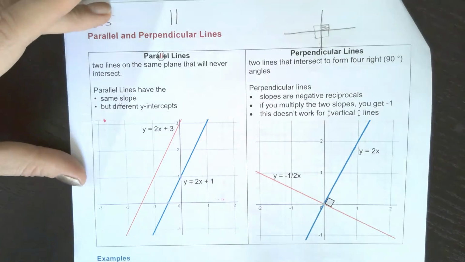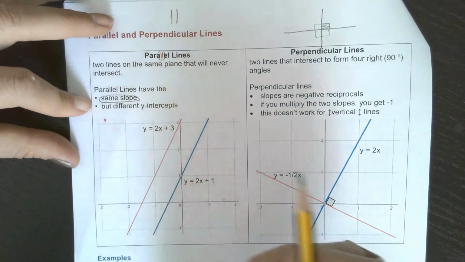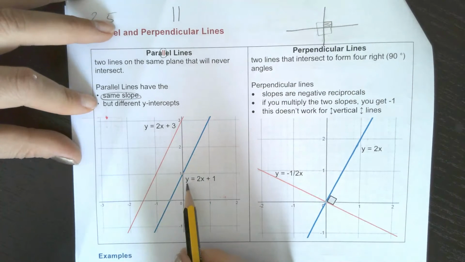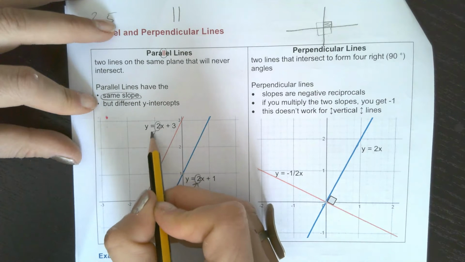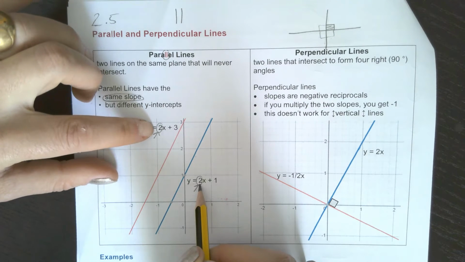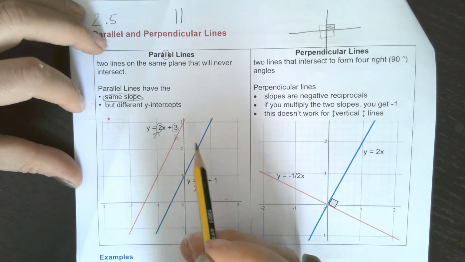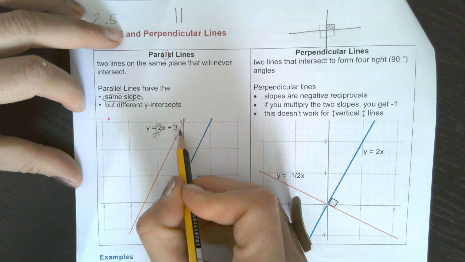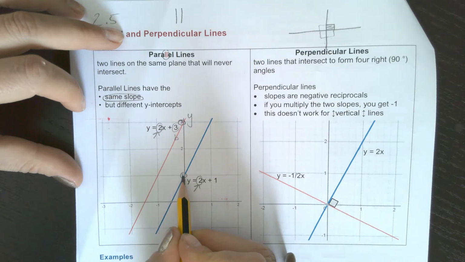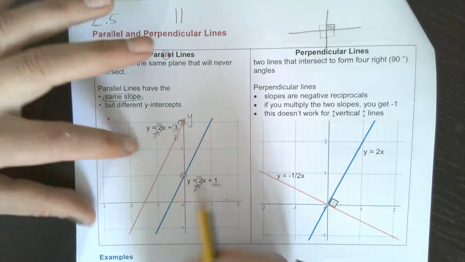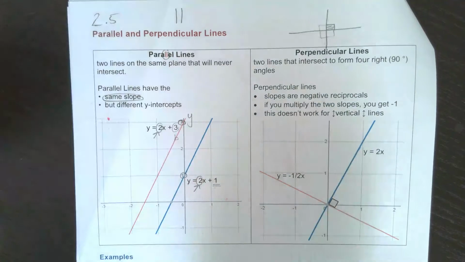Okay? When you have parallel lines, the slope of both lines is the same. So here's the blue equation. Here's my slope here. Here's my slope here. And you can see both slopes are 2. So the slopes are the same. This is B, the y-intercept. And you can see that this line crosses the y-axis at 3. This one crosses at 1. And so when you have parallel lines, the slopes are the same, but the y-intercepts are different.